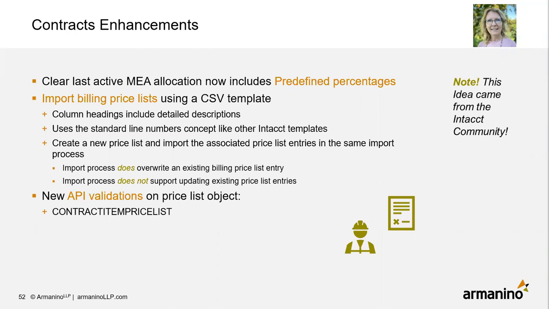And the import process does overwrite an existing billing price list entry. It does not support updating existing price lists at this time. Also, if you have any sort of connections going on via API contracts, there is a new API validation on that contract item price list object.